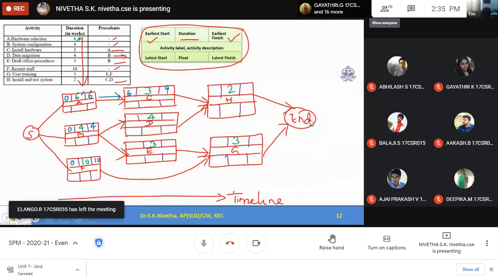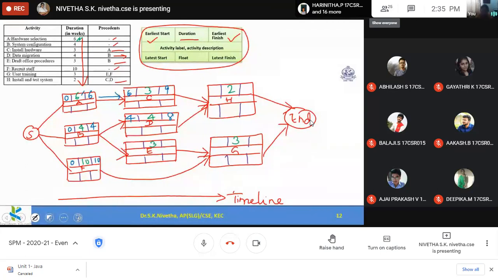Similarly for D, B is getting completed, which means we can start D. So B is completed at the 4th week. So only after completion of the 4th week can I start D. So D requires a duration of 4 weeks. So 4 plus 4, 8. 8 weeks.